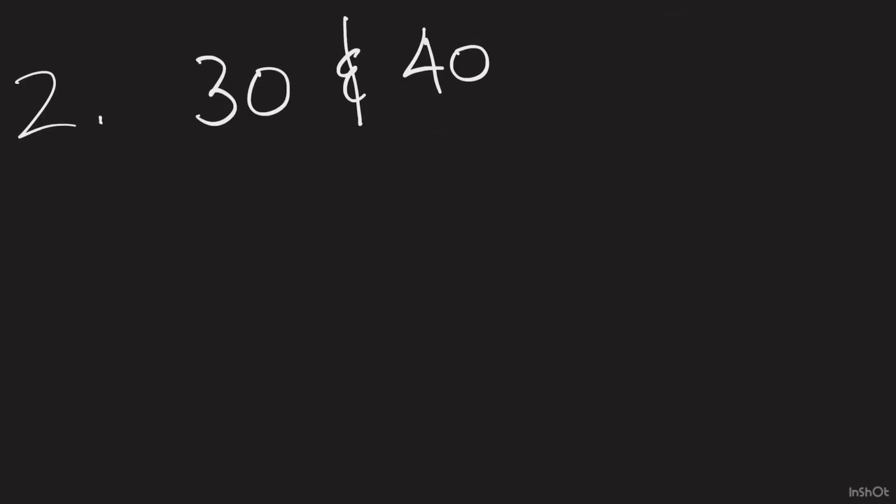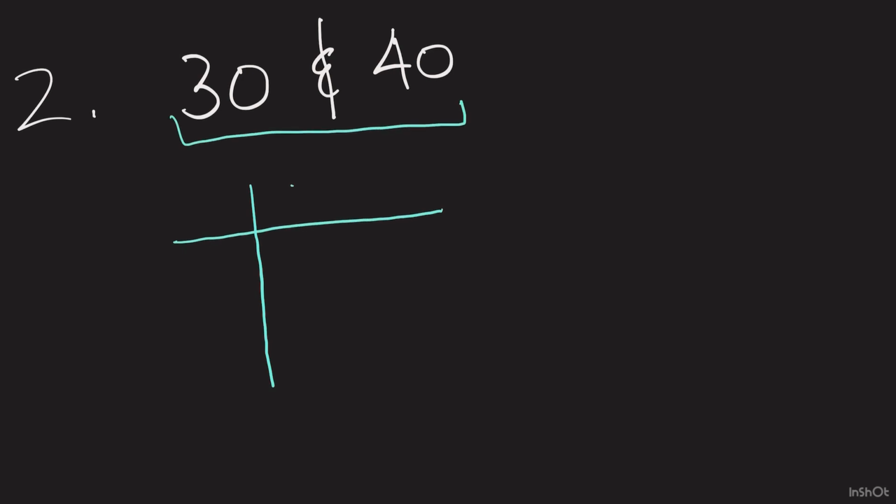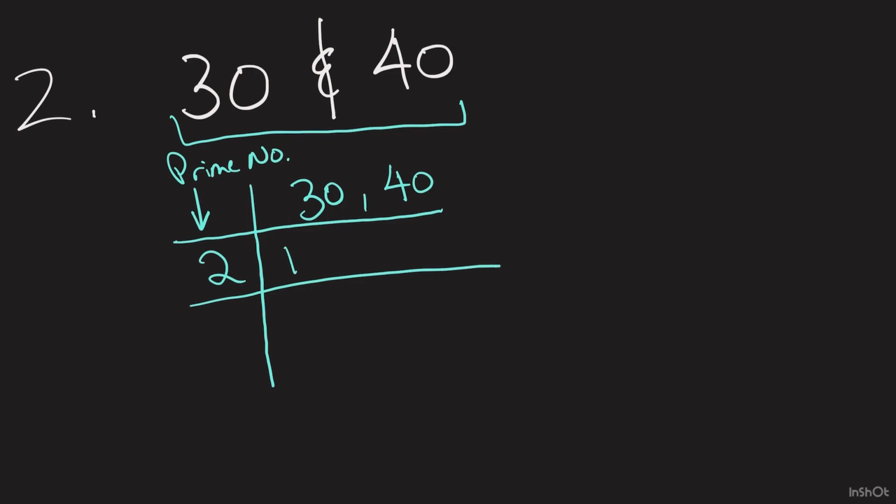Now moving on to the second question. We'll do the exact same thing again. First draw this grid shape, and write the two numbers you're given on the right side. So write 30, 40. Once again, every number here has to be a prime number. So what numbers go into 30 and 40? That would be the prime number 2. So now we do 30 divided by 2, which is 15, and 40 divided by 2, which is 20.